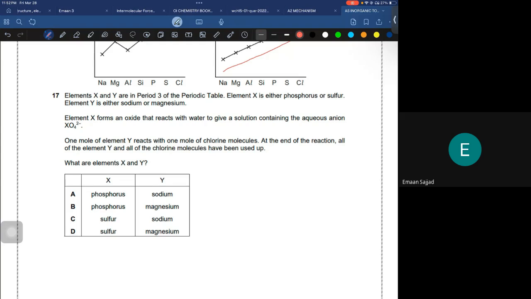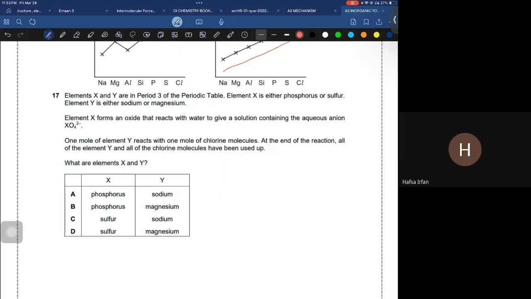Elements X and Y are in period 3 of the periodic table. Element X is either phosphorus or sulfur. Element Y is either sodium or magnesium. Element X forms an oxide that reacts with water to give a solution containing the aqueous anion XO4 2 minus. 1 mole of element Y reacts with 1 mole of chlorine molecules. At the end of the reaction, all of the element Y and all of the chlorine molecules have been used up. What are elements X and Y?